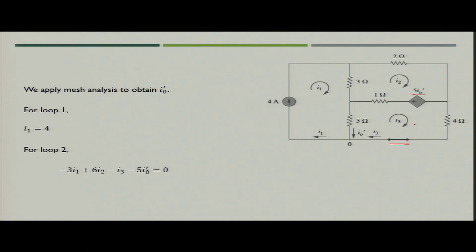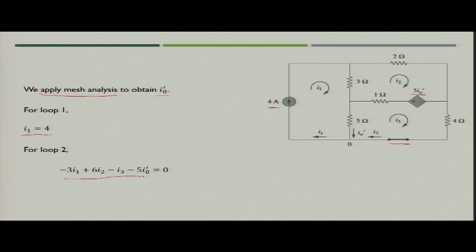So, now what we have to do? We have to apply mesh analysis to obtain the value of I naught dash. We see there are 3 loops. Now, for each loop if we apply the Kirchhoff law, then for I1 the current would be 4 ampere, which you can straight away see from the figure.